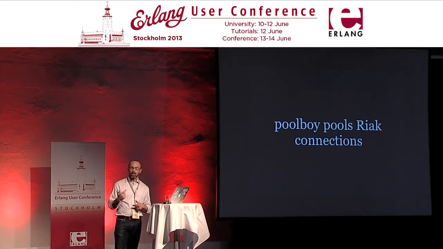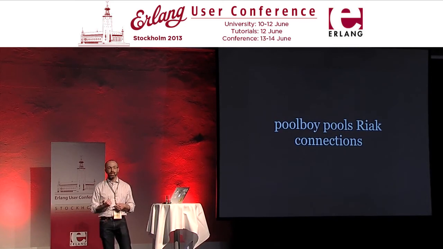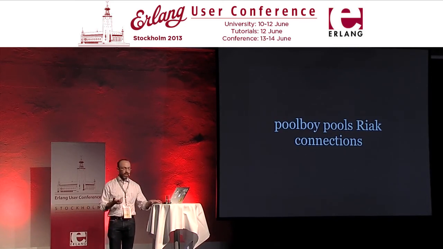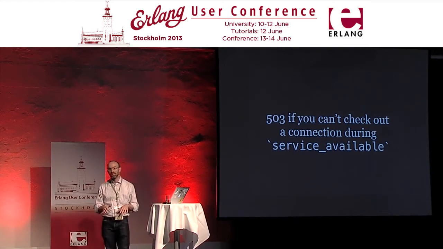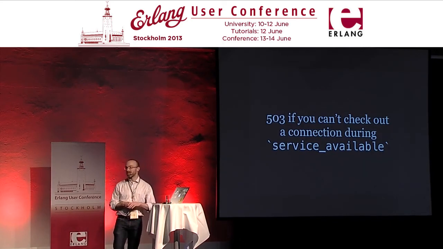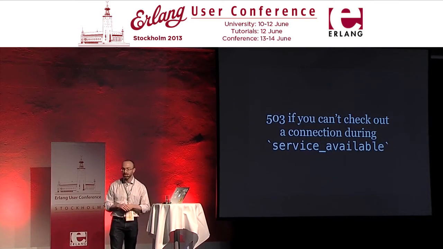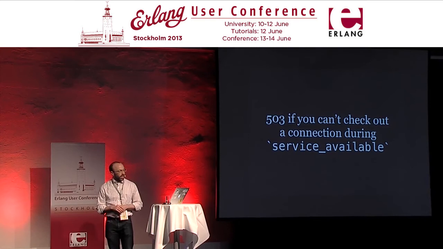So when a RiakCS request starts, we try to check out a client from the pool. If we can't get the client, we just say, no, you can't do that right now. Getting the client is the first thing we do, and we just return from that webmachine property that says, no, this service is not available. And webmachine automatically sends the 503. Like I said, this helps a lot.